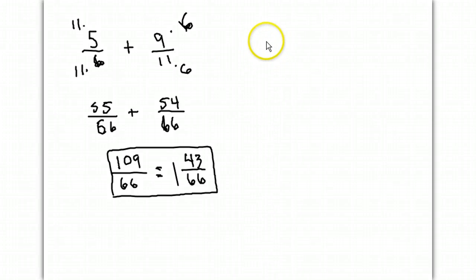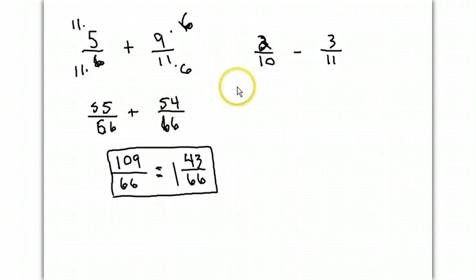So let's look at a subtraction one. Let's say you have 2 divided by 10, and you're subtracting that from 3 divided by 11. Well, you want to find the common denominator of 10 and 11. So if that's difficult, you multiply them together and it'll be 110. So you multiply the first fraction by 11 over 11, and the second fraction by 10 over 10.